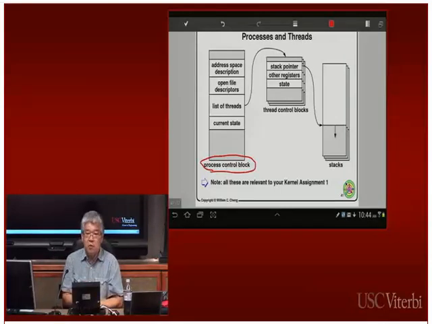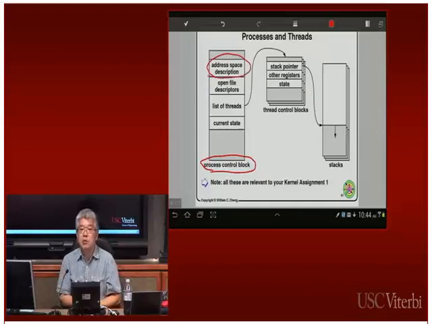The process control block is a data structure inside the kernel. It needs to keep the address space, so inside here there's an address space description. There's some data structure in there that describes what the address space looks like. You're going to use that a lot in kernel 3. In kernel 1, you don't really have to worry about it too much.